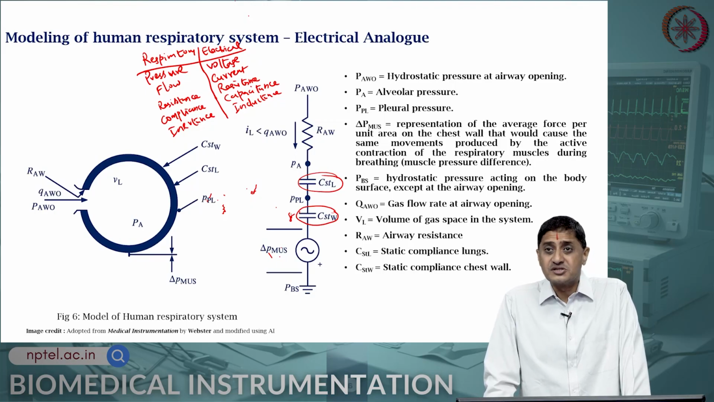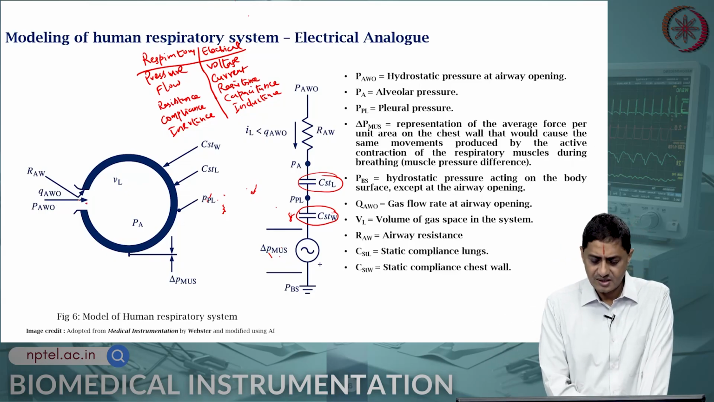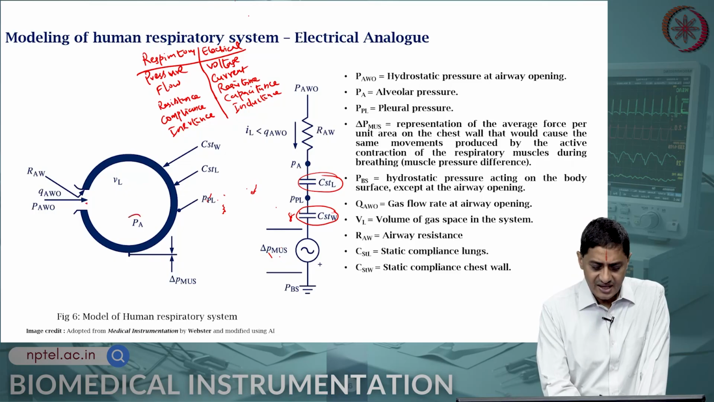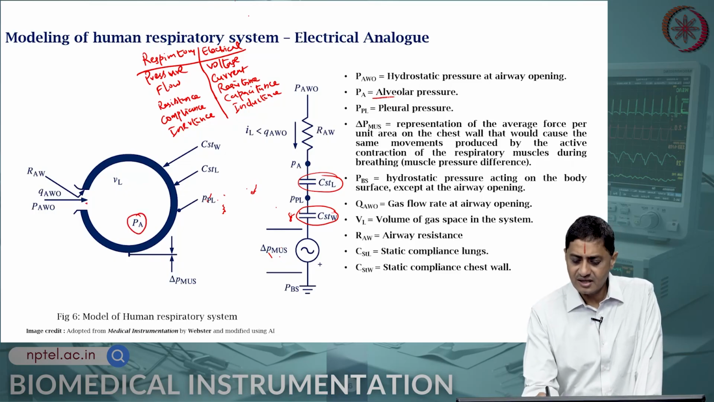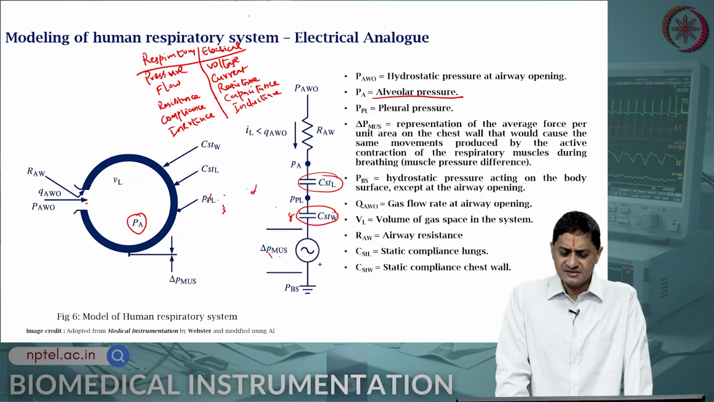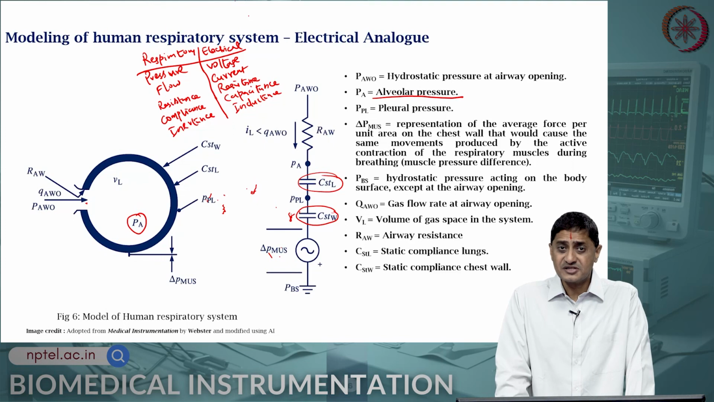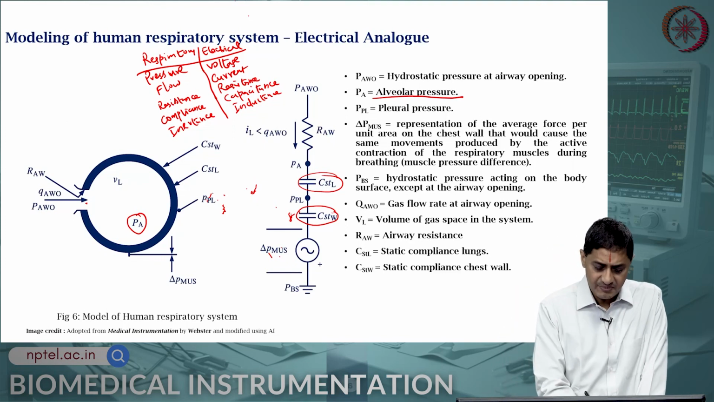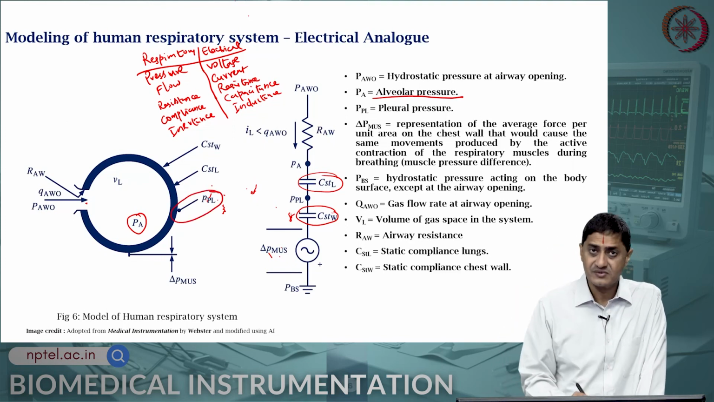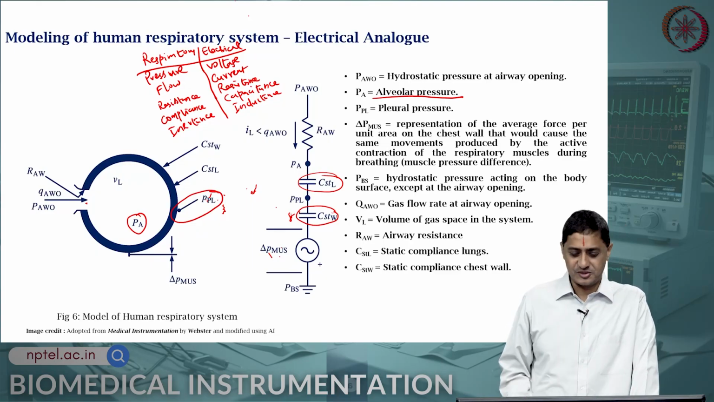Now, the alveolar hydrostatic pressure at the airway opening, this is a hydrostatic pressure at the airway opening, and Pa is the pressure at the alveolus. This is the alveolar pressure, whereas the pleural pressure is the pressure inside the lungs. This is the PPL. The pressure in the lungs is different from the alveolar pressure. Okay.